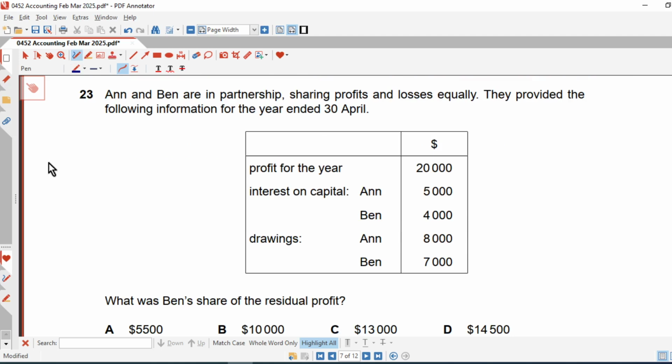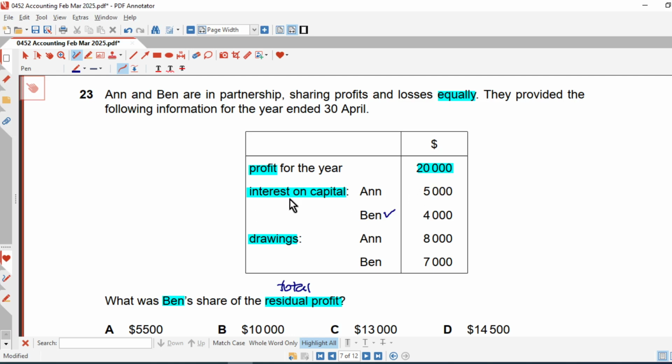Question 23. Anne and Ben are in partnership, sharing profit and losses equally. They provided the following information for the year ended 30th April. Your profit for the year was 20,000, interest on capital was paid, and drawings were made. So what was Ben's share of the residual profit? Careful with the wordings. Sometimes they would ask you for total profit. If they do ask you for total profit, then you have to include the interest on capital. But if they only ask for residual profit, then our lives are a lot easier.